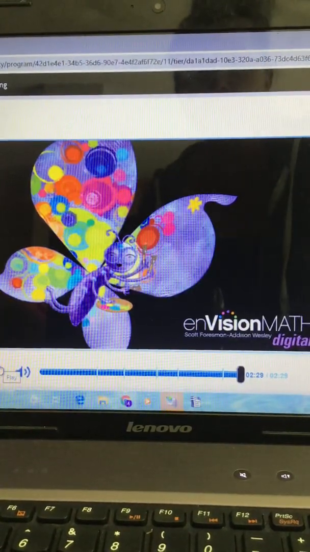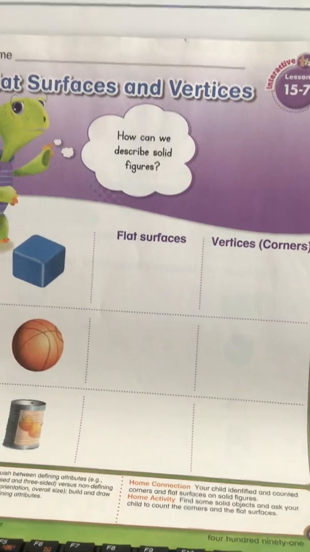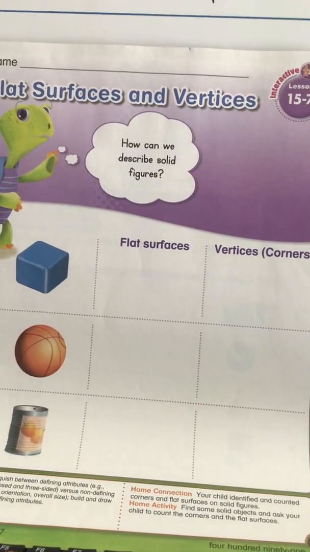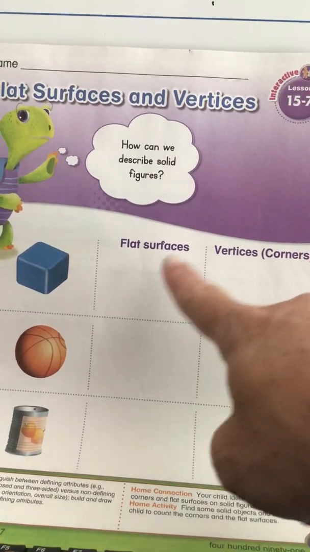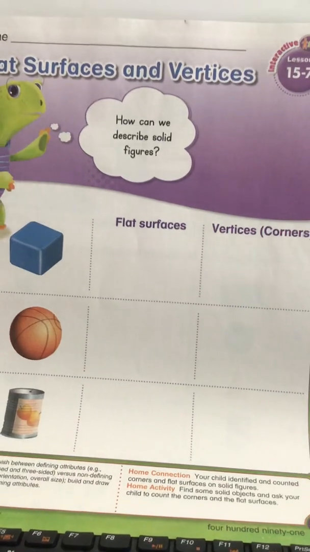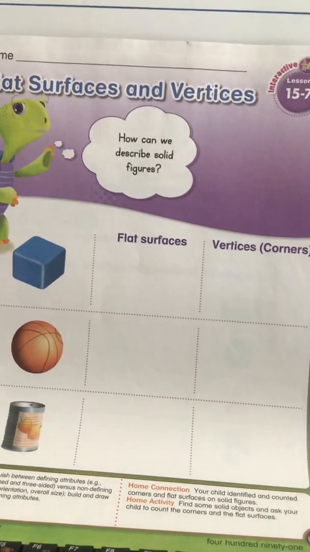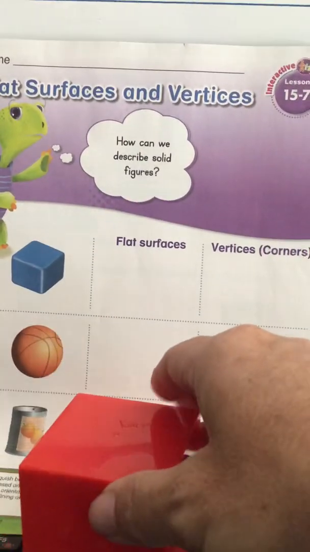Okay, so get your paper ready to work along with us. What we are going to do for each of the solid shapes on the front is count how many flat surfaces it has and write the number, and how many vertices, which is the math word for corners or pointy parts, there are, and write the number. So the first one is the cube.